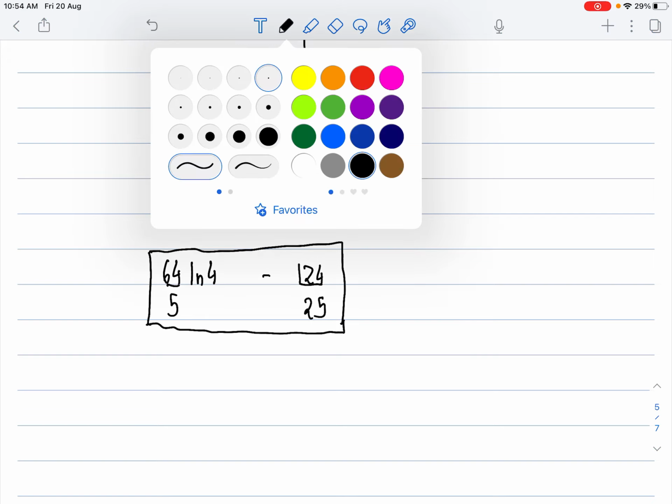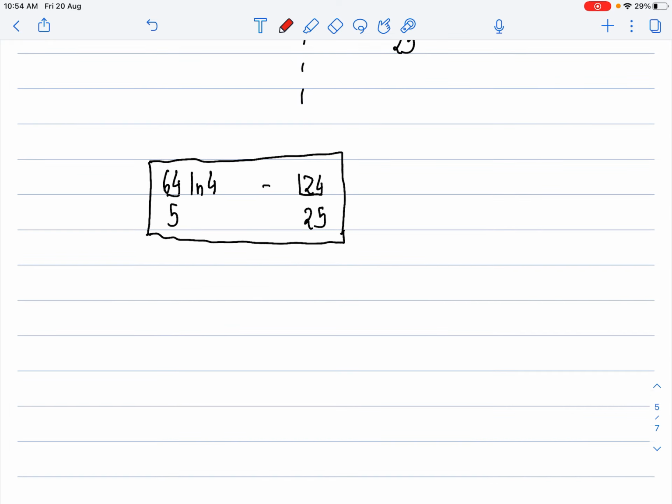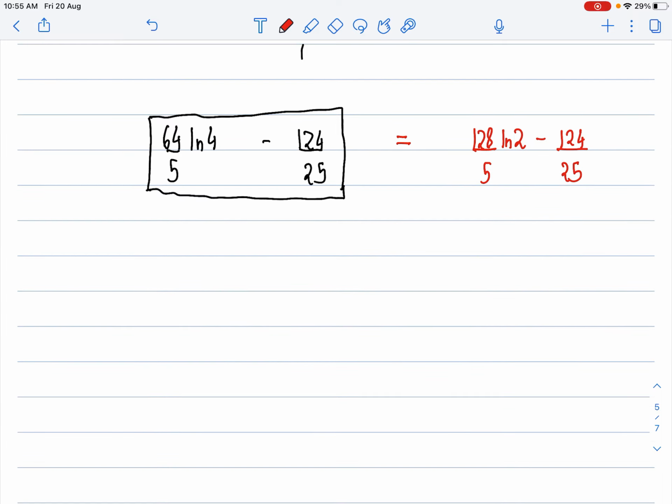If you refer to this paper, in this question, what they have done is they have given the answer as 128 over 5 ln 2 minus 124 over 25. You need to know that this is equivalent, correct? If you want me to prove it, I can prove it.